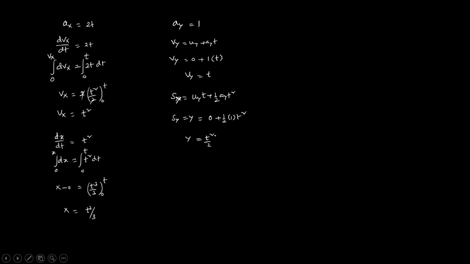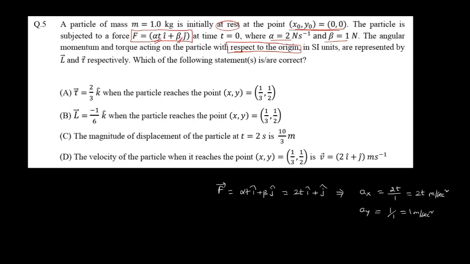Okay, instead of going with the first two options, I want to go with the third option first, because it is a displacement factor and option D is a velocity factor.